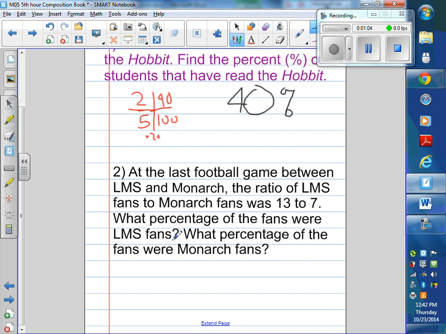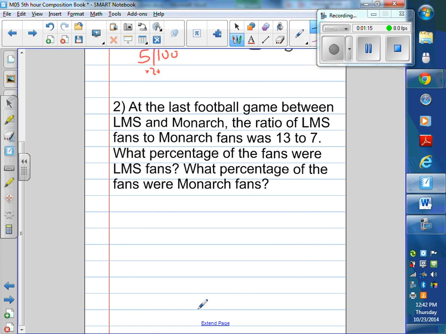No, that's okay. And now going to this one, if you see that Monarch has 7 fans and LMS has 13 fans. This is really important what he's doing here. And now you have to do one more. You have to do the total. So if Monarch was 7 and LMS was 13, the total is 20 right here.